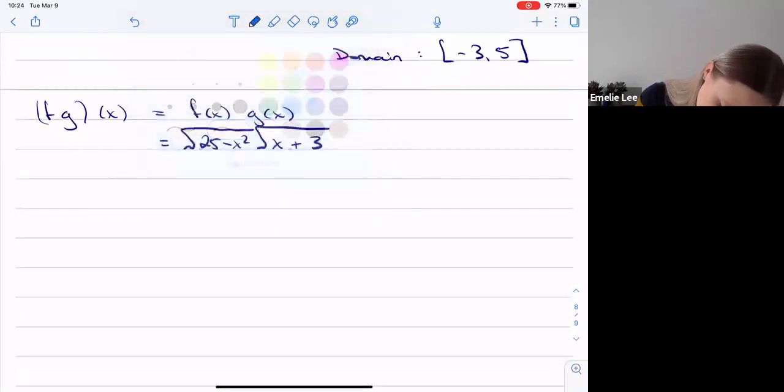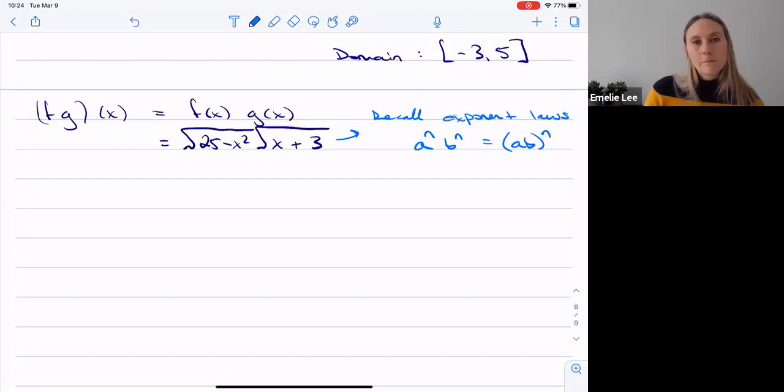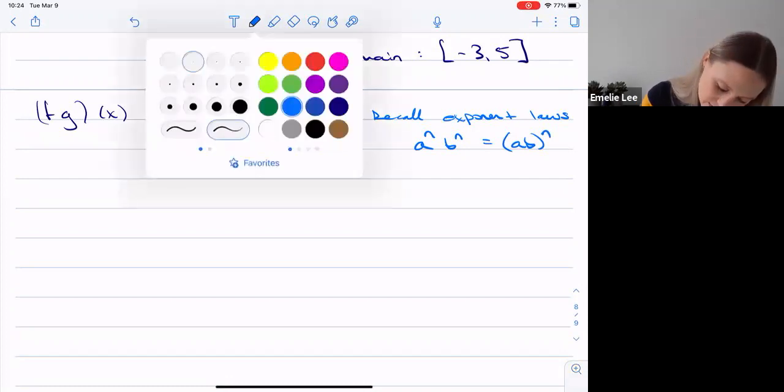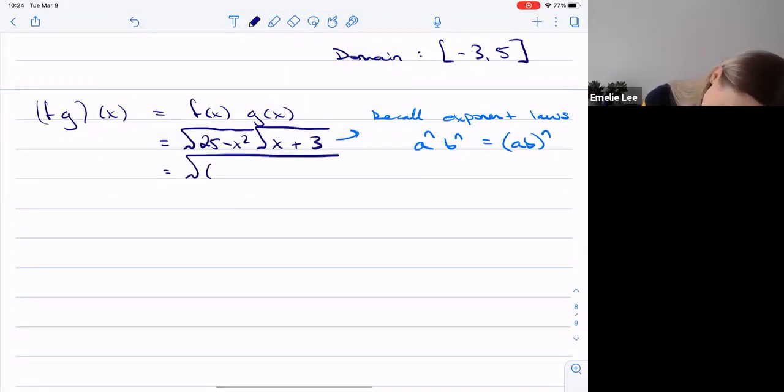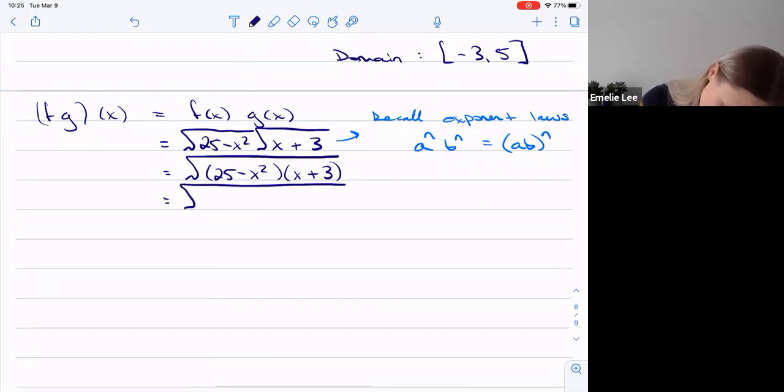So here, recall exponent laws, which say a to the power of n times b to the power of n is the same thing as ab to the power of n. I've got a power of 1/2 on each of these. So I can put them all under the same square root, 25 minus x squared times x plus 3. I don't actually see any simplification necessarily. This became just more of an exercise in manipulating. That's okay. Sometimes it's worth a shot. So what if I take the root of 25x plus 75 minus x to the 3 minus 3x squared?